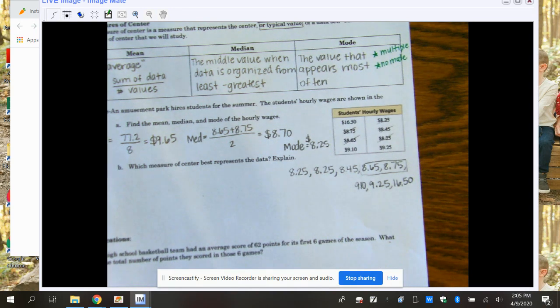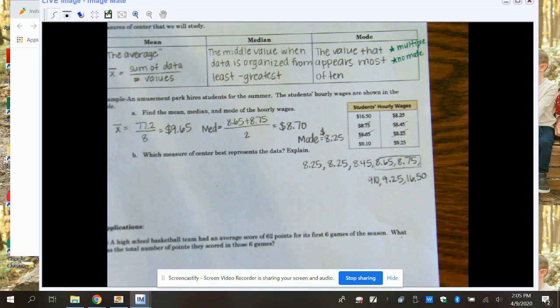All right, so in terms of which measure of center best represents the data.